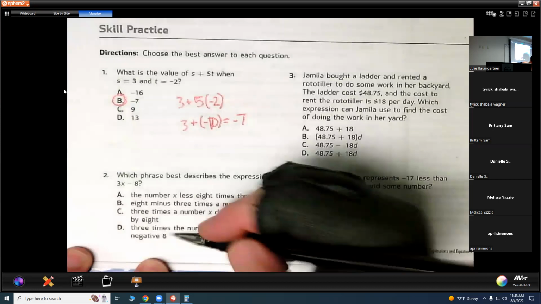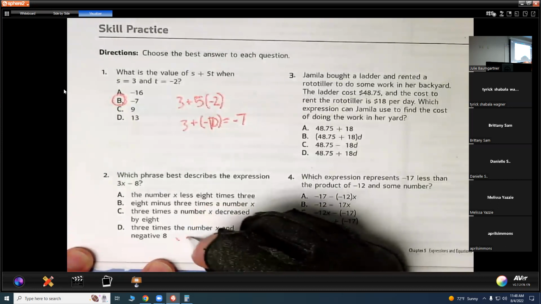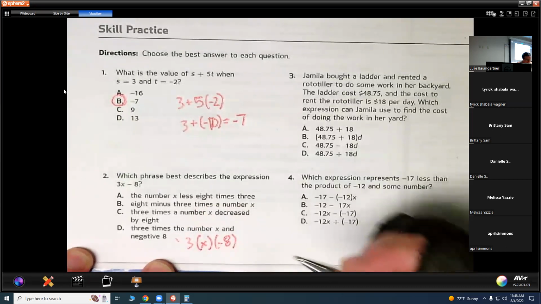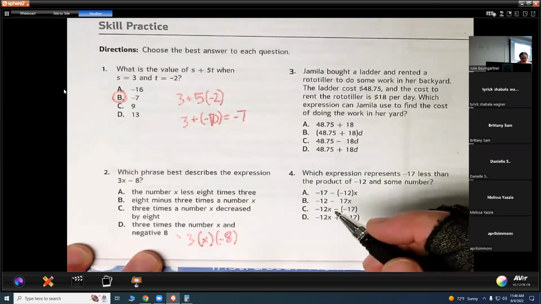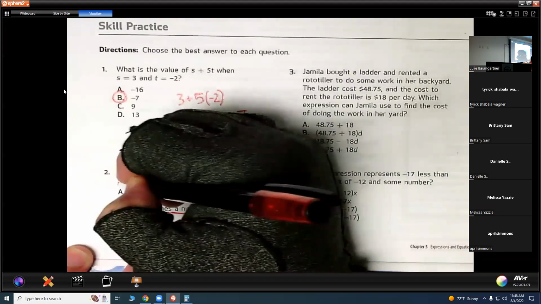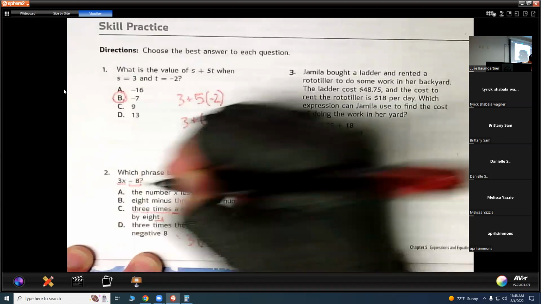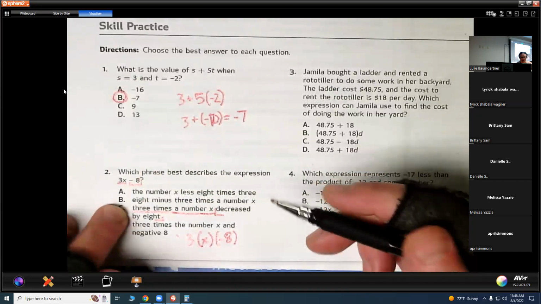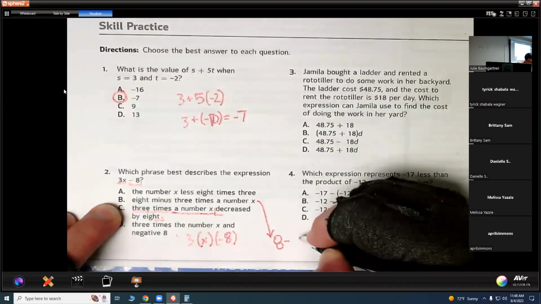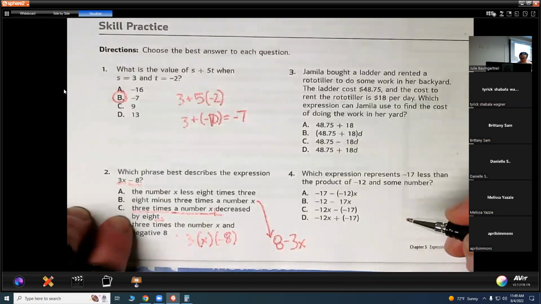I agree. So Brittany, this one, 3 times the number x and -8, I would read as 3 times x times -8. But you can see here, right? 3 times the number x, and then decreased by 8. So hopefully everyone noticed B would be the opposite. In B you have 8 minus 3x, because it's 8 minus 3 times a number as opposed to 3 times.